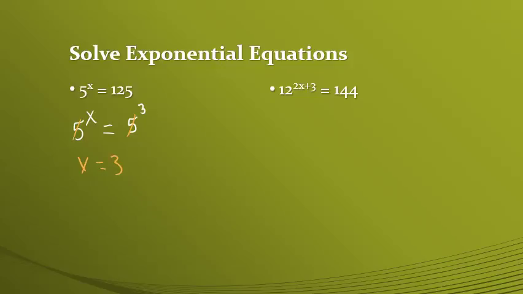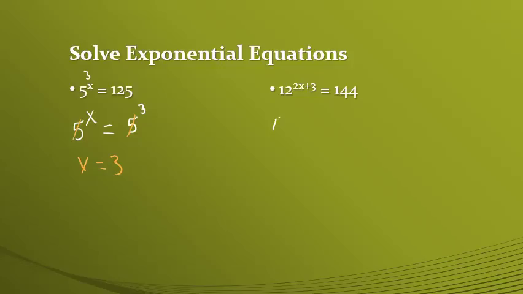And if I want to double check that, if I plugged in 3 for x up here in the exponent, well, 5 cubed equals 125. Again, 5 times 5 is 25. 25 times 5 is 125. And there we go. Now let's look at this next example.